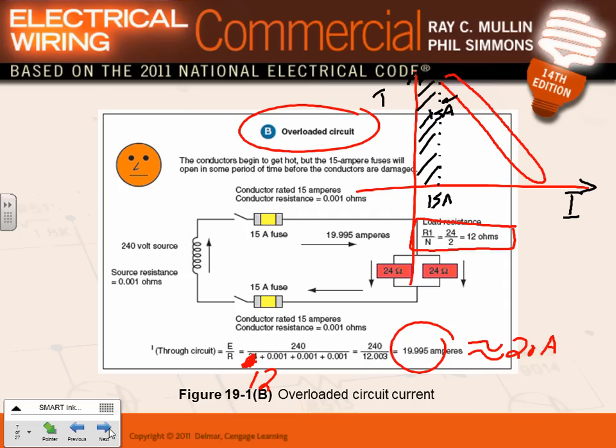This is the time here. You can go forever pulling 15 amps or less. Now you pull 20 amps. I pull 20 amps, right? I'm right here. This is my 20 amps. Look what happened. 1 second, 2 seconds, 3 seconds, 4 seconds, 5, 6, right in here.